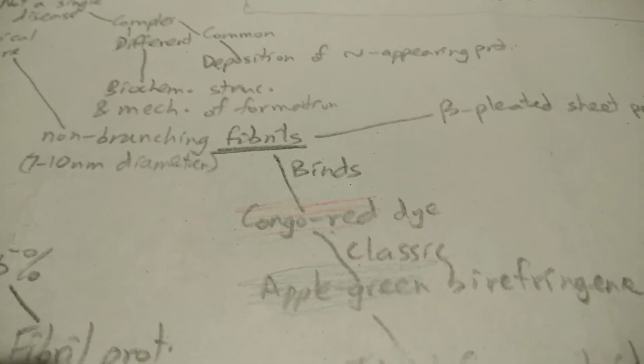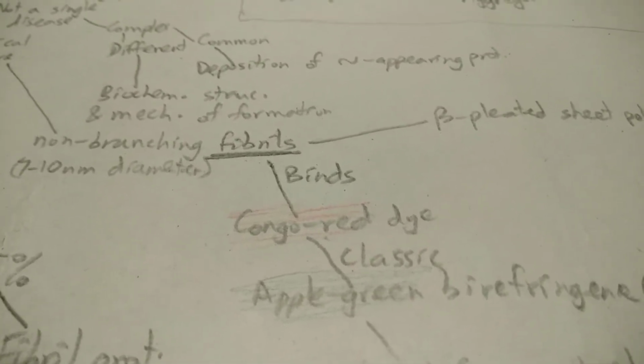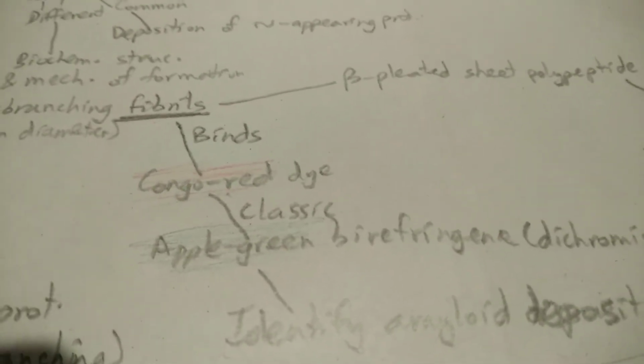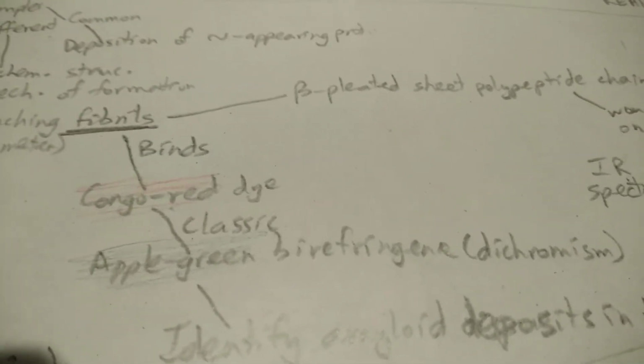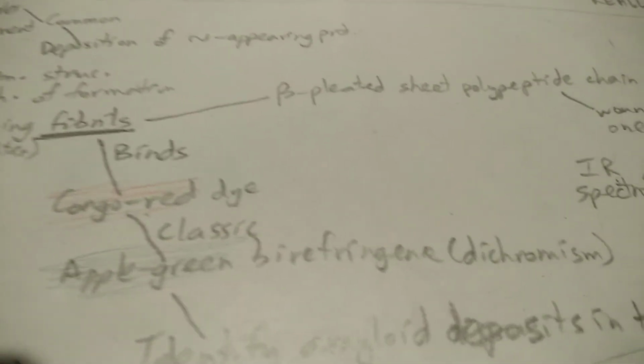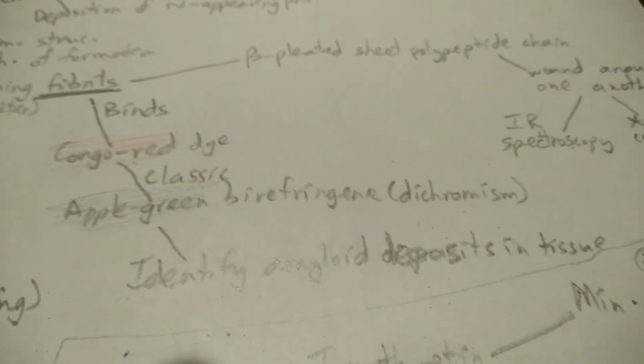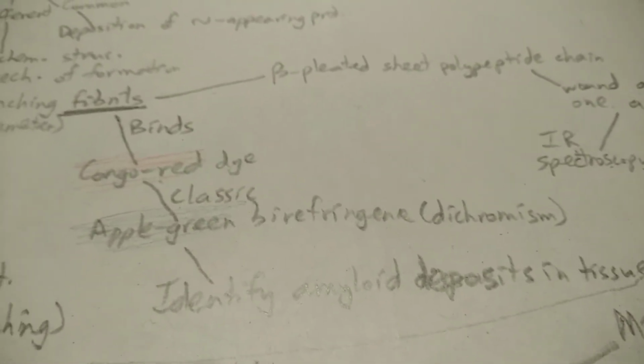And when you use Congo red dye, which is the most commonly used stain to detect this, you find a classic apple green birefringence appearance, which is basically dichroism. So it's going to show two types of colors constantly, all right? So this is how you can identify amyloid deposits in tissue.